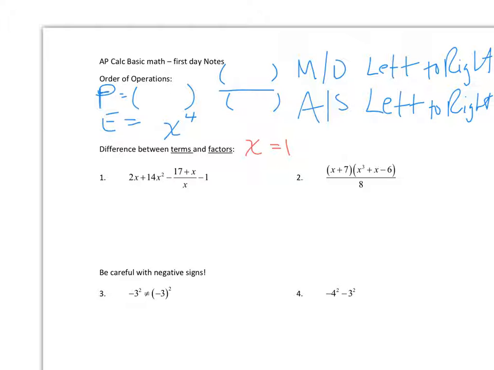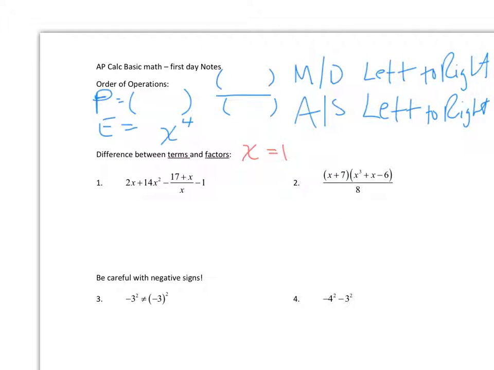Okay, so here we go, plugging it in. We get 2 times 1 plus 14 times 1 squared minus 17 plus 1, and we just learned those should be in a grouping symbol, all over 1 minus 1. Okay, so looking at order of operations, I have some grouping symbol work to do. Right over here after this minus sign, we're going to get 18 over 1, and we've got a minus 1.